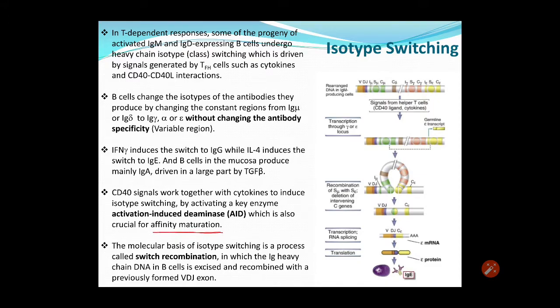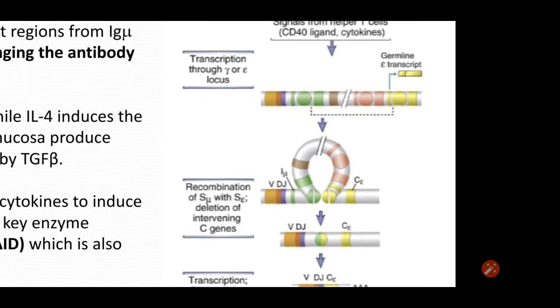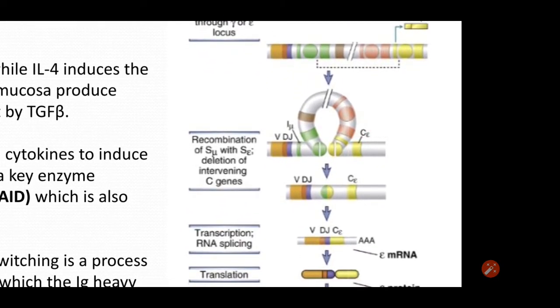between the rearranged variable region, so the antigen binding part of the antibody gene, and selecting out that particular isotype of antibody that it wants. So it nicks out that IgM, all those IgM genes. So now it's pulling in, in this example, the C region of IgE onto the variable region. So now you get IgE being expressed on this B cell.